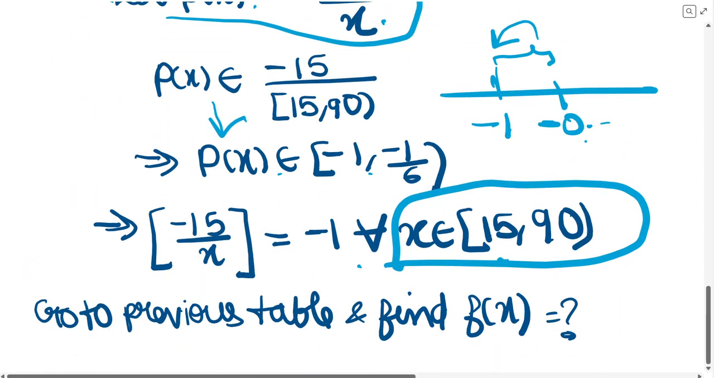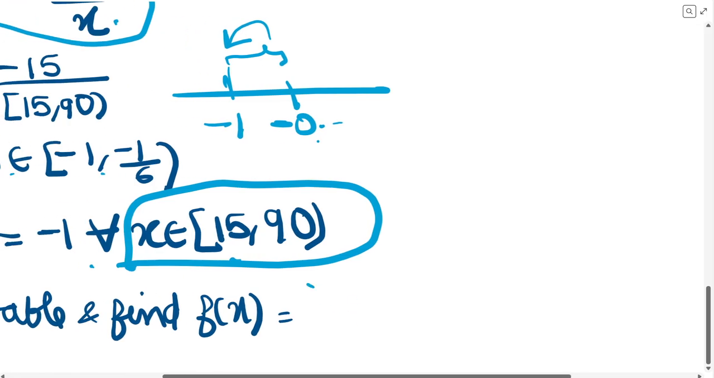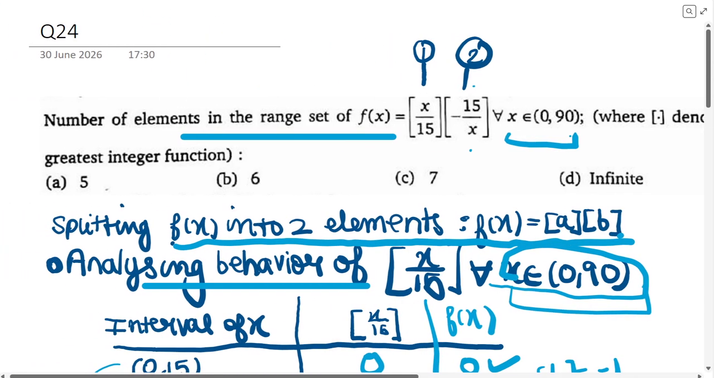So how can we write it? We can write that our function is taking values from this set, right? So it is taking 6 values, and we need to find the number of elements in the range set, right? So the 6 is correct. B option.